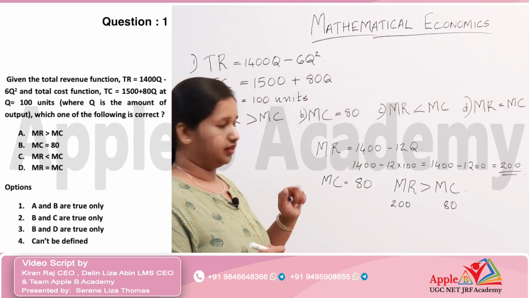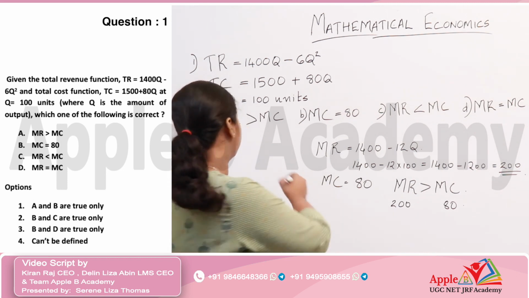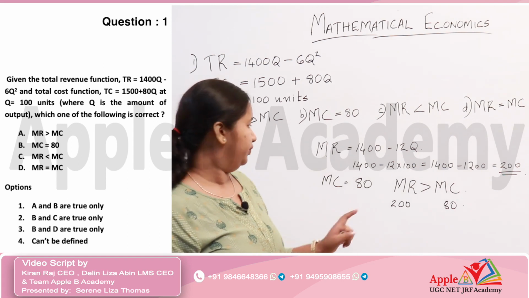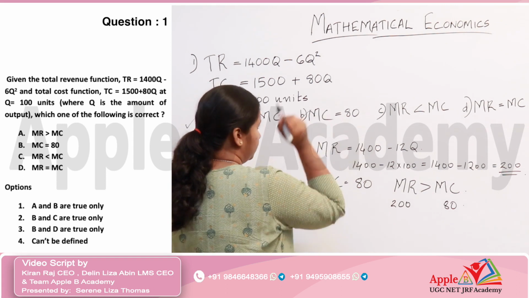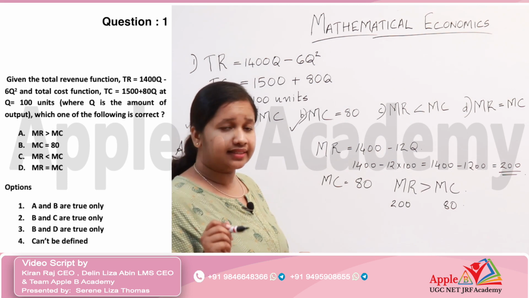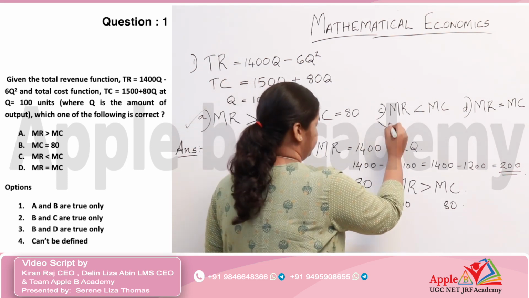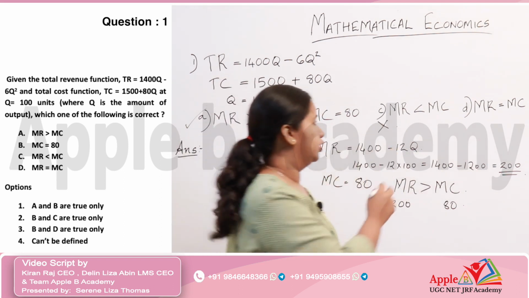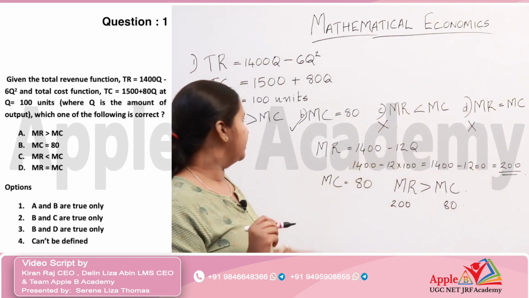Now let's look at the options. The first option is MR greater than MC, so that is true. The second option, MC equal to 80. Yes, again we can see that MC is equal to 80, so that option is also true. The third option, MR less than MC, no, so that is false. And the fourth option, MR equal to MC, definitely MR is not equal to MC. So the answer is option A and B.